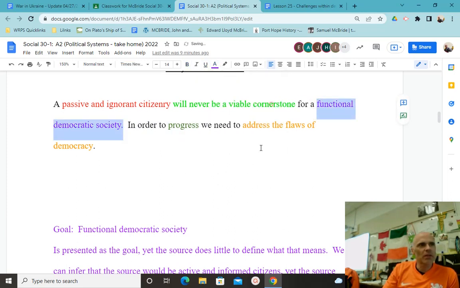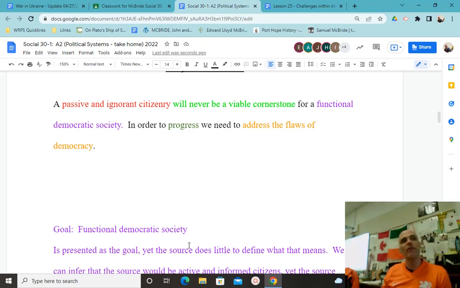really try to have the same color. The goal is this functional democratic society. A passive and ignorant citizenry will never be a viable cornerstone for a functional democratic society. Now, they don't explicitly state that is the goal, but we can infer that it's being implied. It's not explicitly stated that that's our goal here, but we can infer that it's being implied to us, that the goal is a functional democratic society.